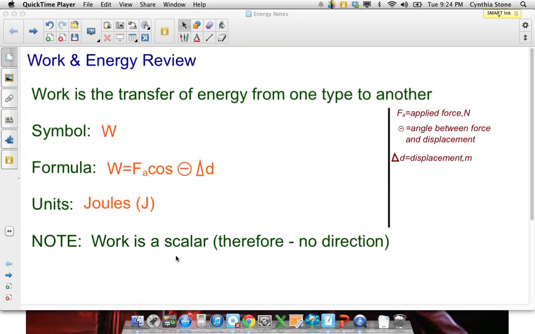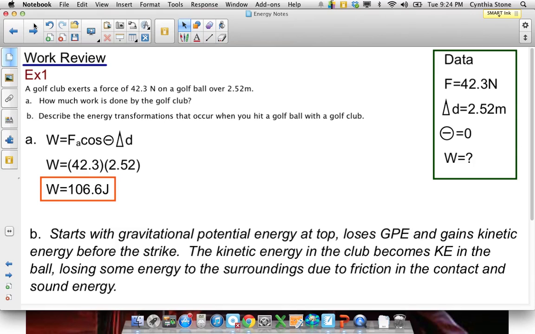The great thing about the first part of this unit, till we get to momentum anyway, is we deal only with scalars, meaning we don't really care about direction. We don't worry about positive, negative, north of east or whatever. This is just numbers. Okay. So just looking at a little example.